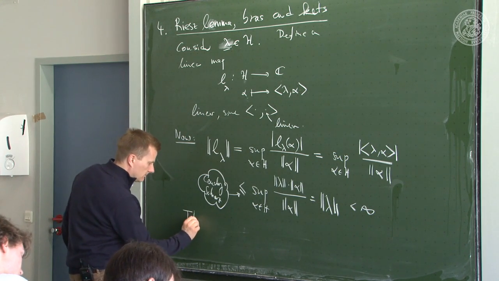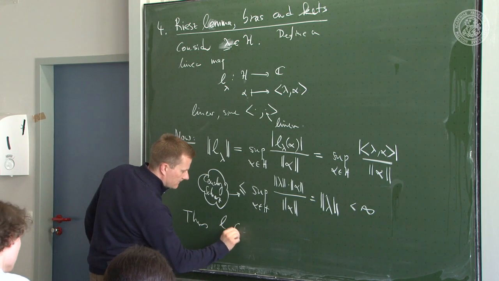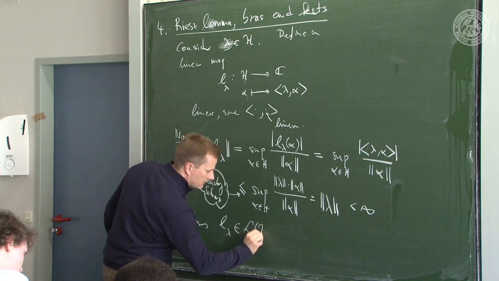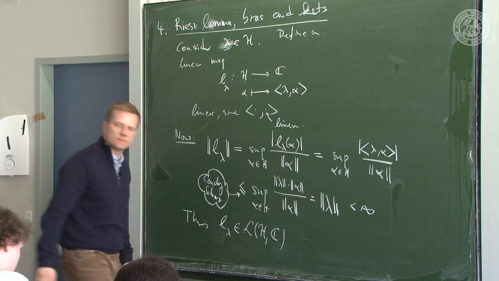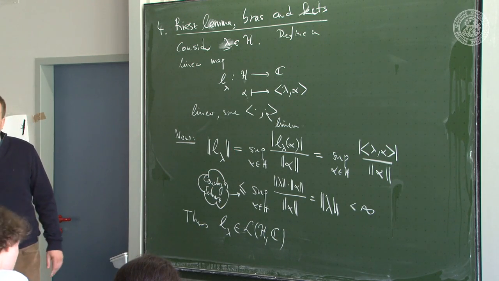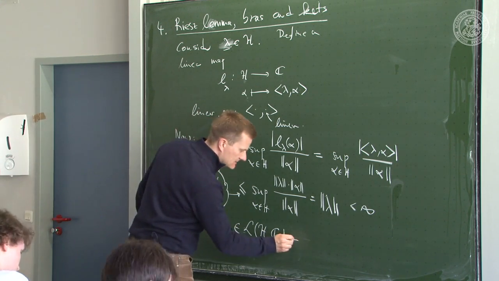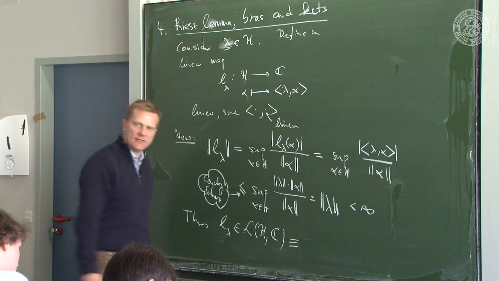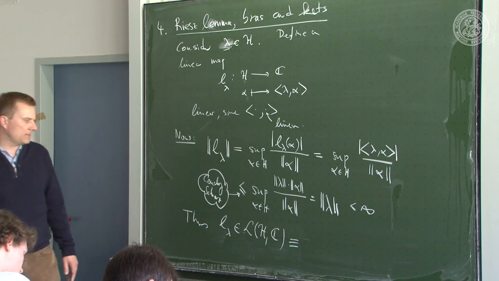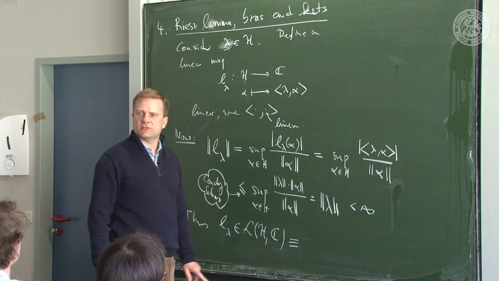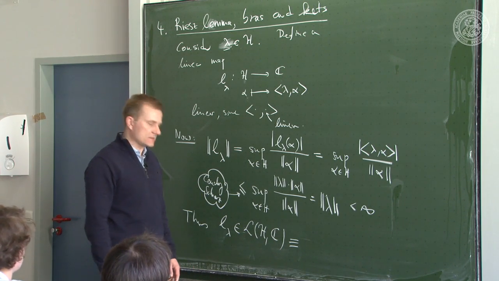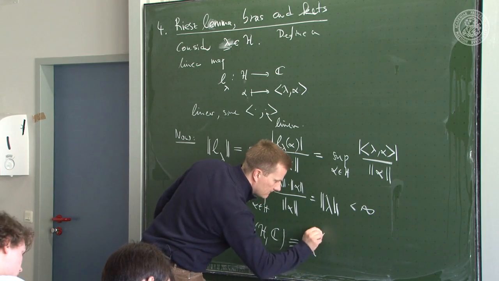Thus, L lambda is a bounded map from H to C, right? And how do we write this set of bounded maps? We have another name for that. The space of bounded linear maps from H to C? It's the dual space, H star.